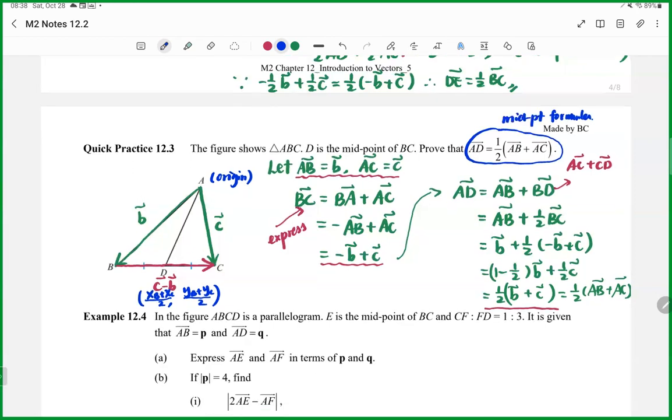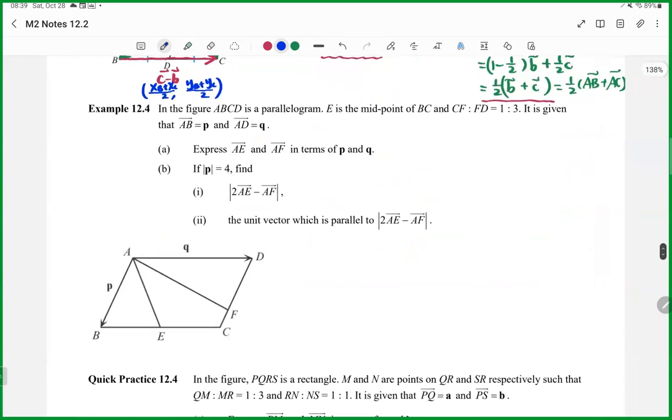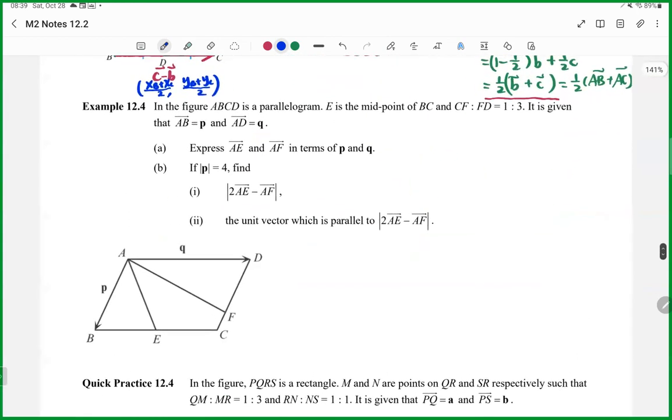Okay, next example. In this example, in the figure, ABCD is a parallelogram. E is the midpoint. CF to FD is 1 to 2, so this is 1, 2, 3.